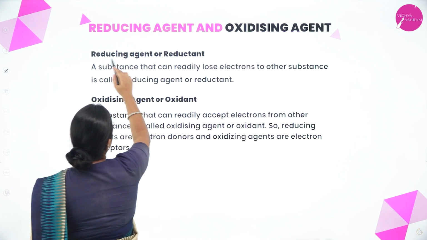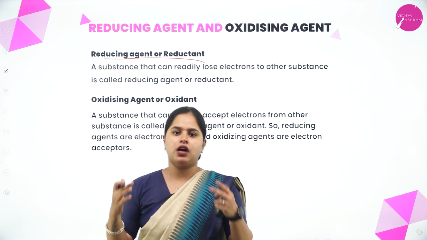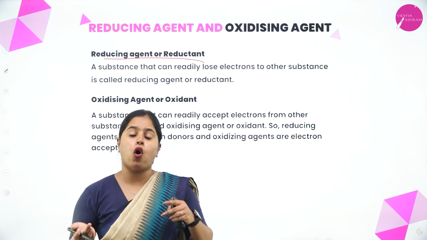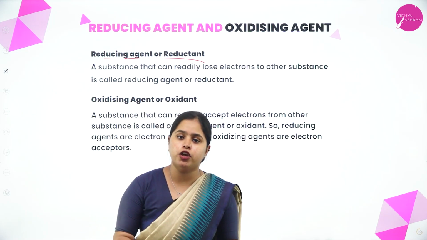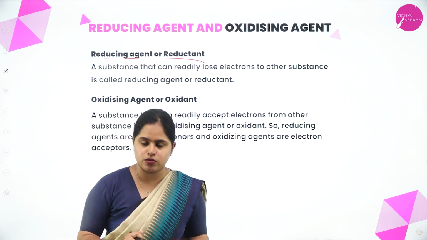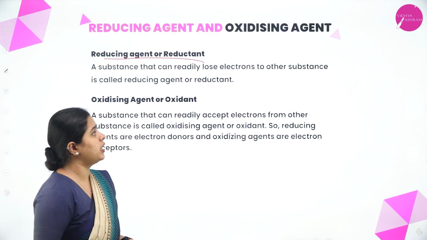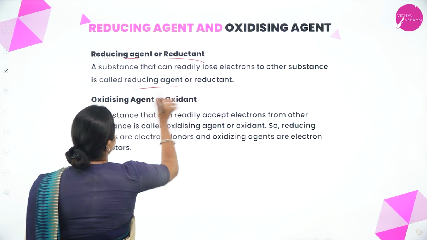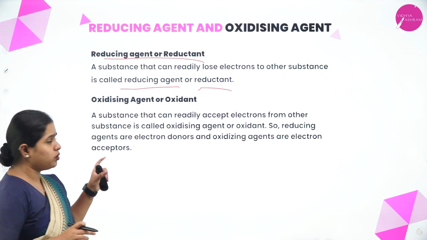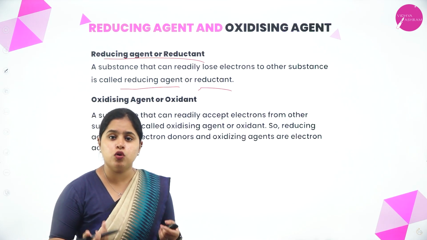Now let's understand what is reducing agent and oxidizing agent. So you understood in terms of oxygen, hydrogen, electrons, what is oxidation and reduction. Now we are going to study a new term, what is oxidizing agent and reducing agent. So it's not the same as oxidation and reduction. This is oxidizing agent and reducing agent. So let's begin with the first one, reducing agent. A substance that can readily lose electrons to other substances is called a reducing agent or reductant. So another name for reducing agent is reductant. Those reducing agents or reductants are substances that can easily lose electrons. They are ready to lose electrons.